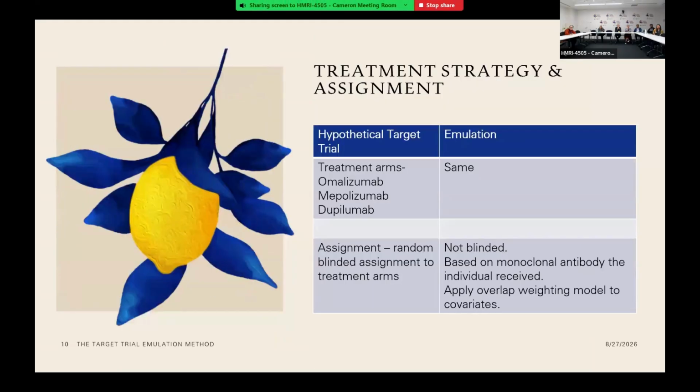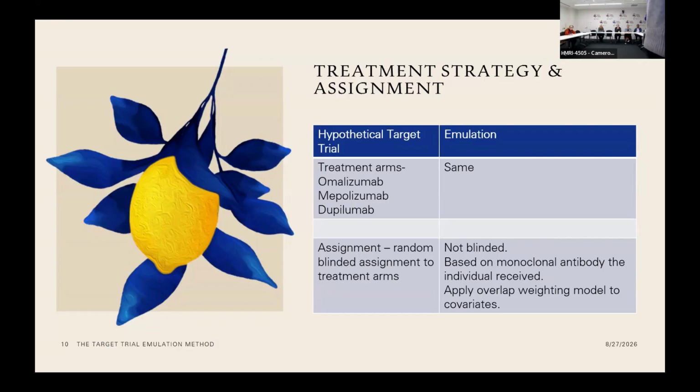And then treatment strategy and assignment. So in the trial, these are your treatment arms, and then that's the same in the emulation. You're just looking at, did they get one of these three? Normally if you did an RCT, you do a random blinded assignment to treatment arms. Obviously it's not blinded, that's just how it is. And then obviously they can't randomize either.